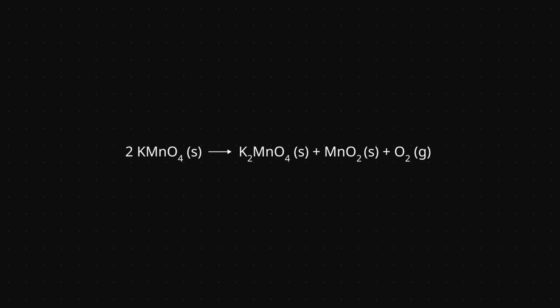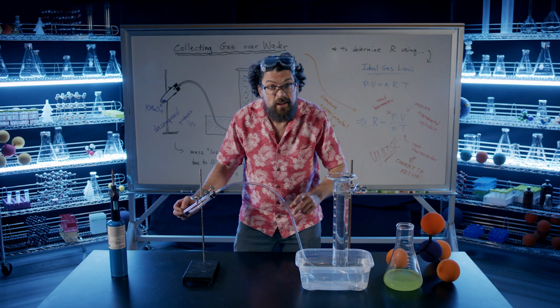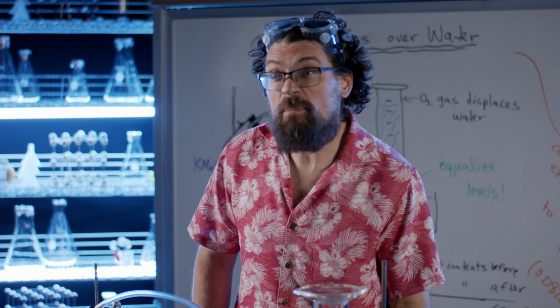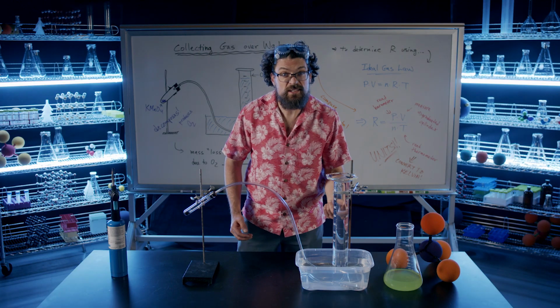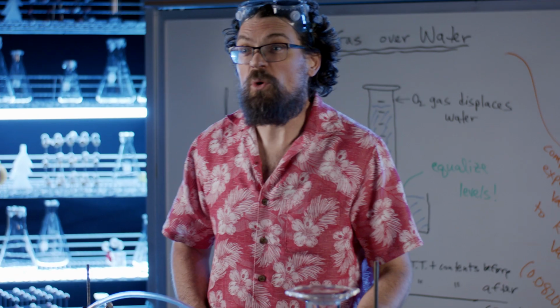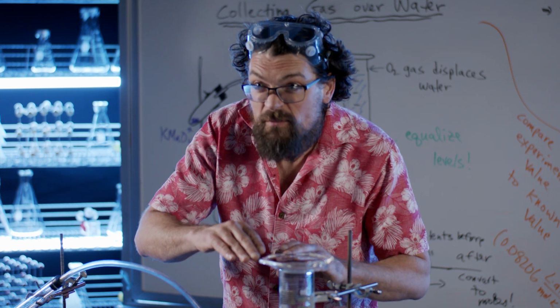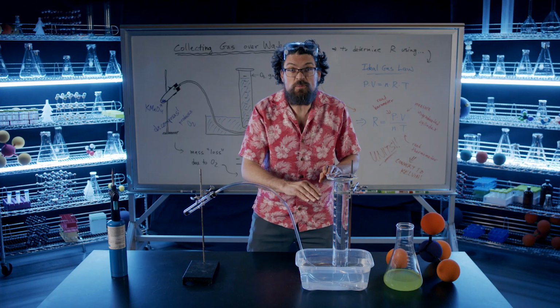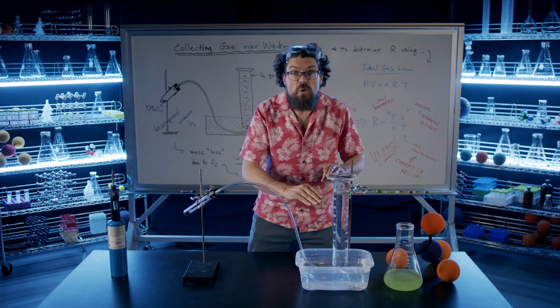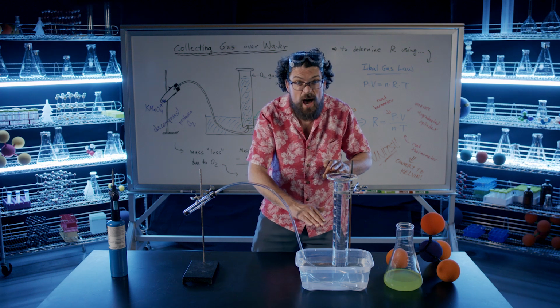When it's heated, it decomposes to make oxygen gas. When we heat up the potassium permanganate, the O2 gas will travel through the tubing and exit into the bottom of this inverted measuring cylinder filled with water. It will then bubble up through the water and displace it from the top down. As we do the experiment, we'll see more and more gas gathering in the top of the cylinder.